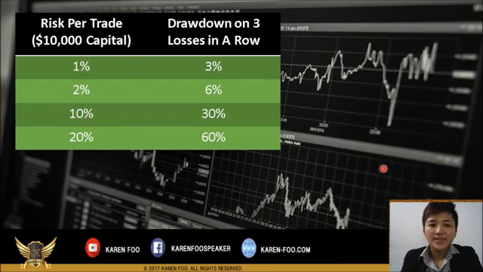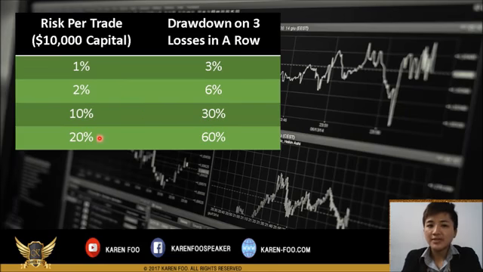Because here's the thing, let's say you have a $10,000 capital and you decide to risk 1% per trade. When you have 3 losses in a row, you only have a 3% drawdown. But if you decide to risk 2% per trade, when you have 3 losses in a row, you have a 6% drawdown, which is still okay. If you risk 10% per trade and you only have 3 losses in a row, you have a 30% drawdown, which is going to take a little bit more than a year to recover.